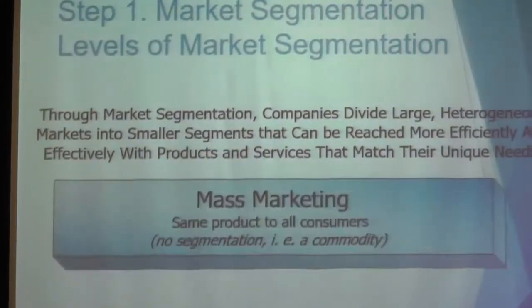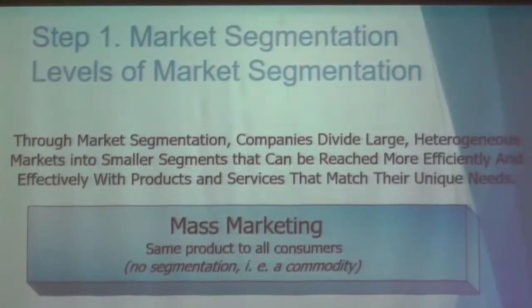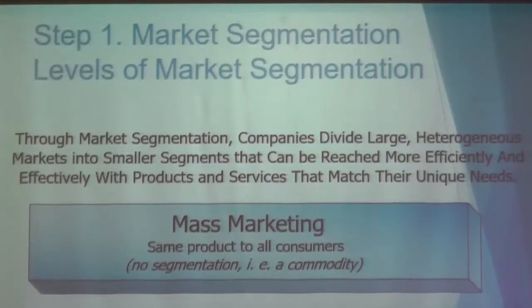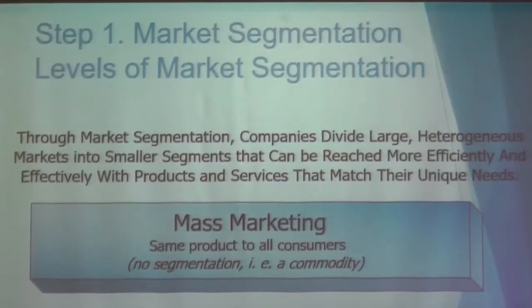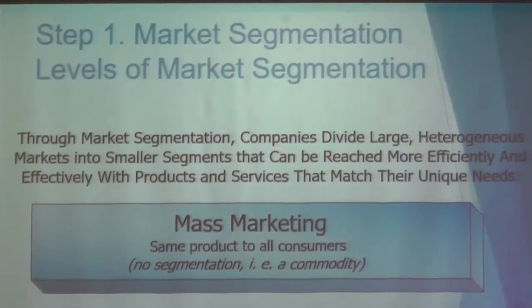Now, as you can see here, if you take the products that are available in the market, you see mass marketing. That means you don't have a filtering process. The product is just sold to the entire customer base without any type of segmentation, without filtering it.